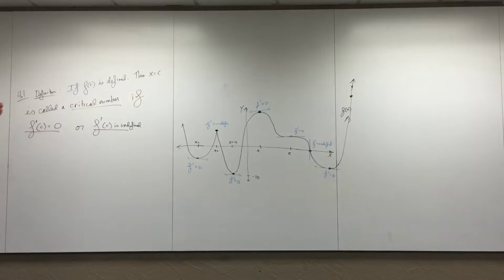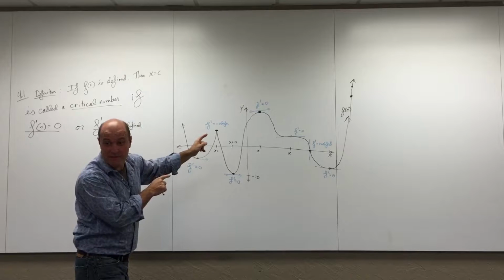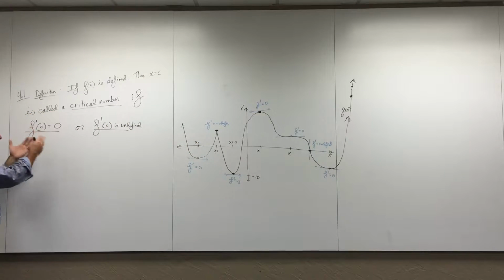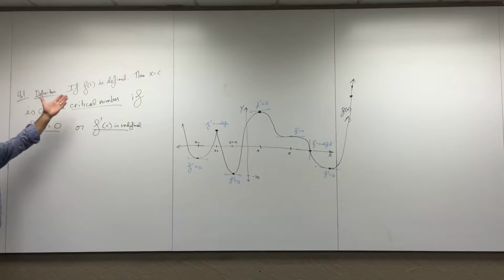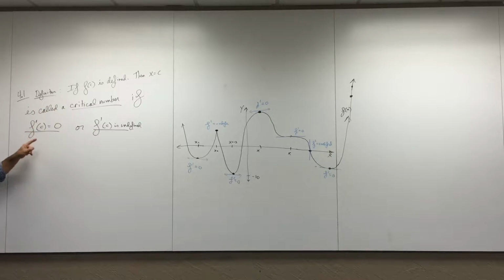That's the definition of a critical number. You could almost call it an important number. I mean, if the derivative is 0 or if the derivative is undefined, those are important places. They're probably mins and maxes, although not guaranteed to be mins and maxes. When the derivative is 0, when the derivative is undefined, those are important places. The x values are called critical numbers. And this is the definition of a critical number: whatever makes the derivative 0 or whatever makes the derivative undefined.